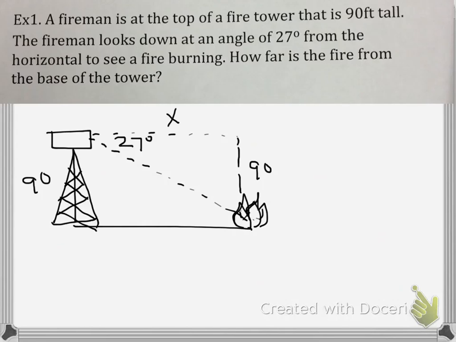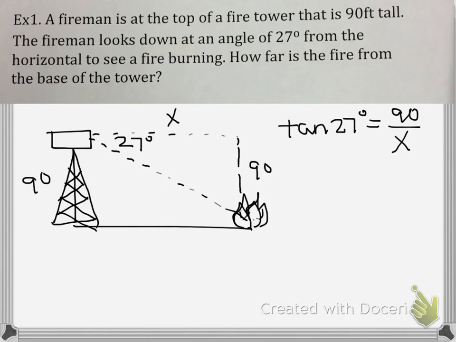If you set this up, you would say which one: SOH, CAH, or TOA. We would look at the tangent of 27 degrees would be 90 over x. To solve this, you would have to multiply the x over, divide by the tangent of 27 degrees, and you would take 90 divided by the tangent of 27 and get your answer.